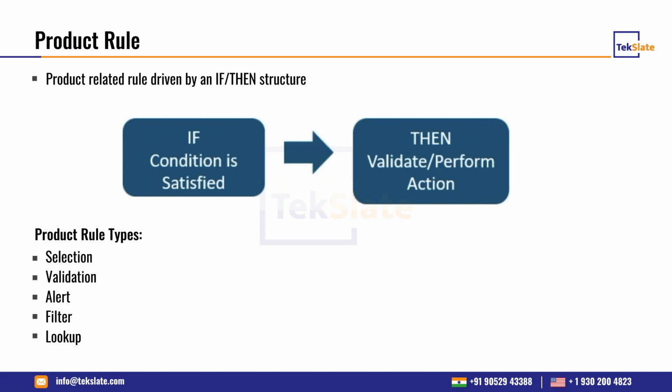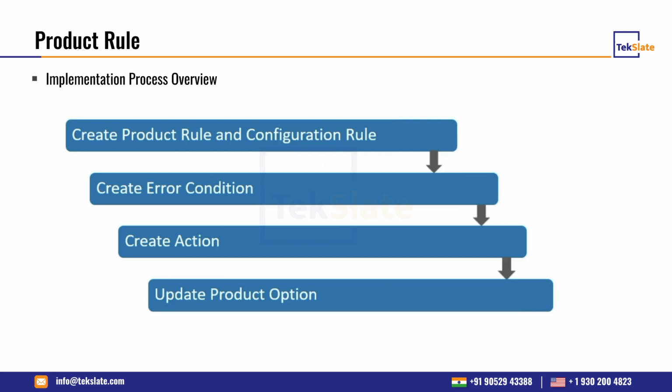So usually a product rule plays around with if-then functionality. If your condition is satisfied, then you can perform your action. I'll take one example, but before that, I'll show the implementation process overview of the product rule. First, my product rule will be triggered. A product rule is an object which consists of three child objects: one is error condition, another one is action, another one is lookup. First I'll define what type I'm going to use in a product rule.